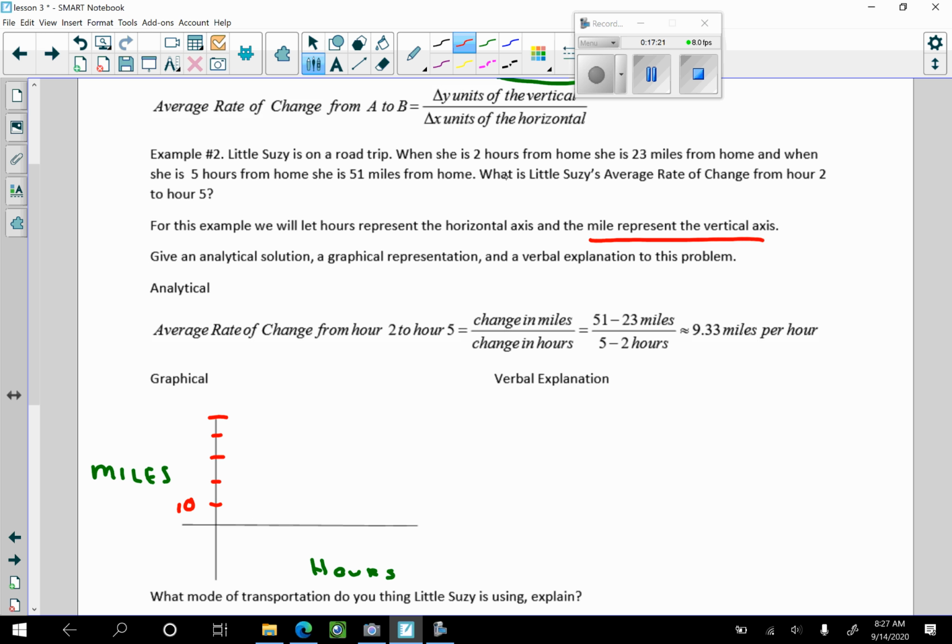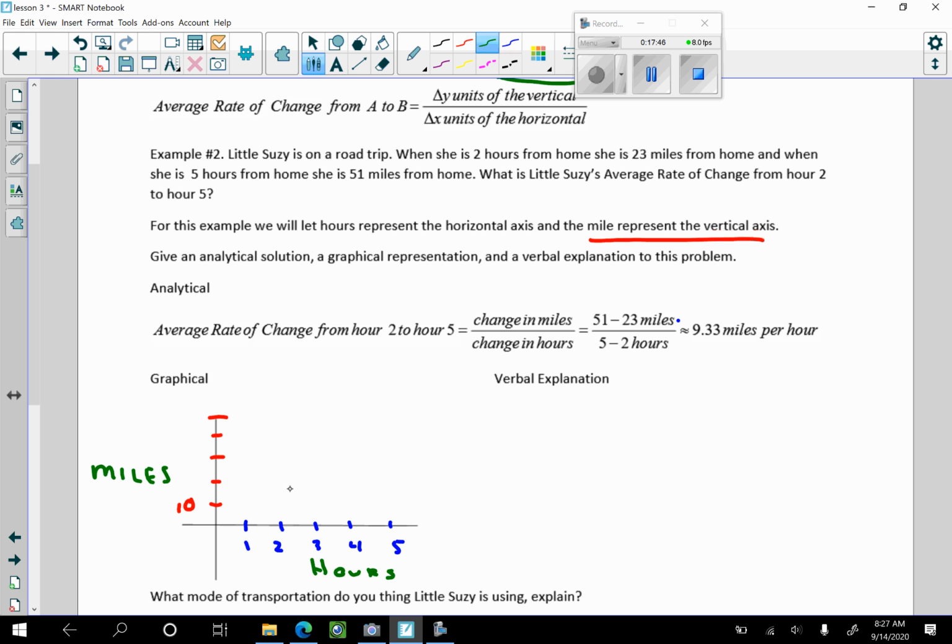And we're only going from 2 hours to 5 hours. So we're going to let the horizontal be hours: 1, 2, and we're going to scale them in just ones. 3, 4, 5. So we're going to graph 2 hours. She is 23 miles. So when she's about right here, we're going to do these points in green.